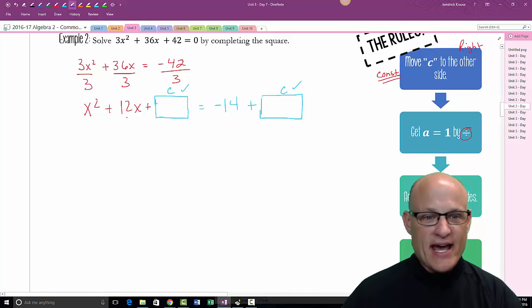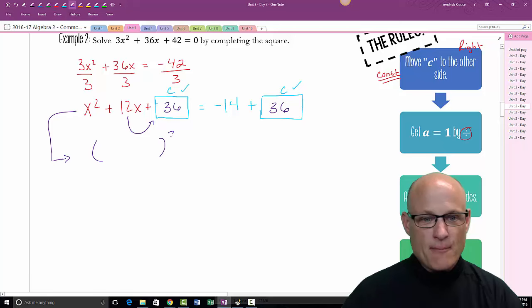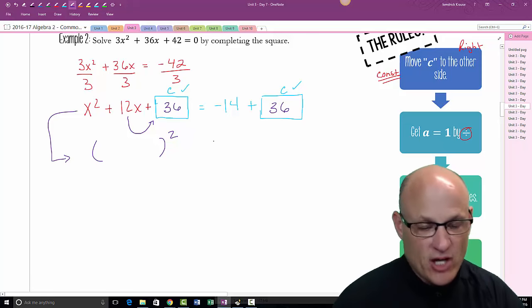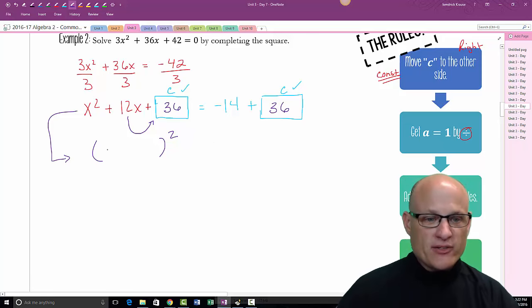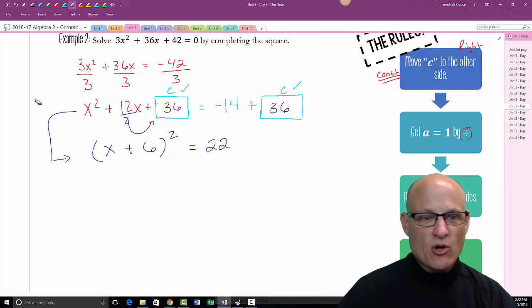So what am I going to do? I'm going to take half of this and square it. Well, half of 12 is 6. 6 squared is 36. So I'm going to add 36 to both sides. We're going to factor this. Now, the cool thing about this is the factoring is really easy. It's a binomial squared, just like what we did up top. And what goes in the parentheses is whatever half of this is. So it's plus 6. So x plus 6, this is really x plus 6 times x plus 6, is equal to 22.